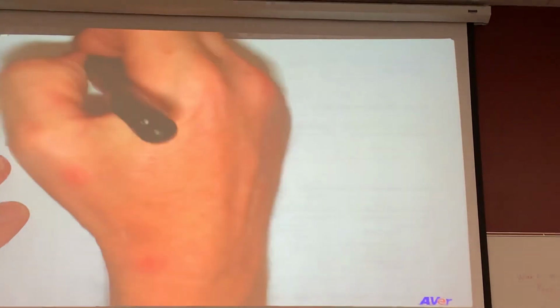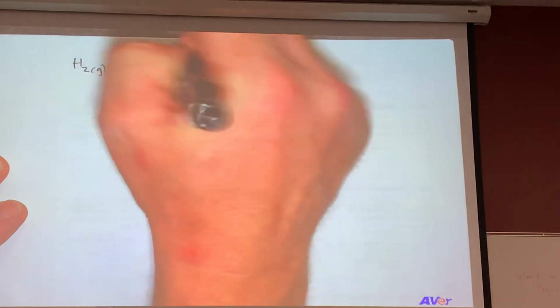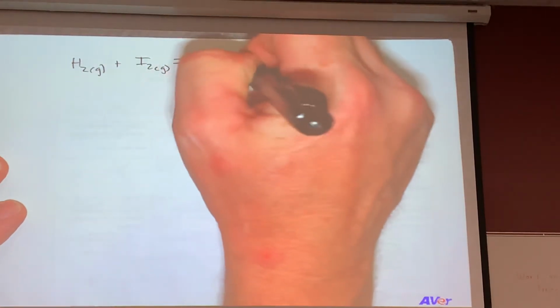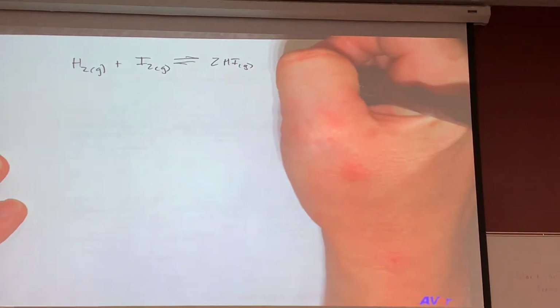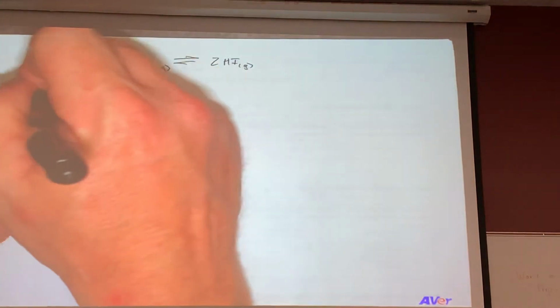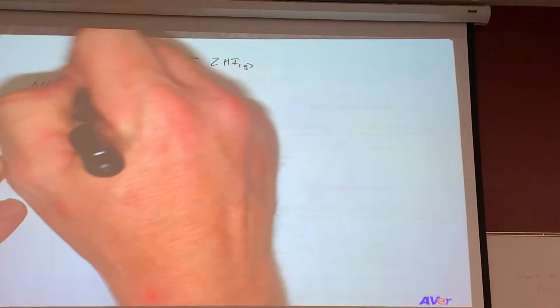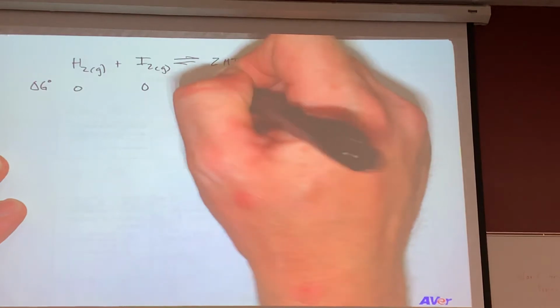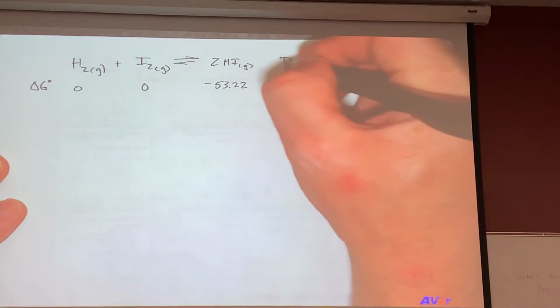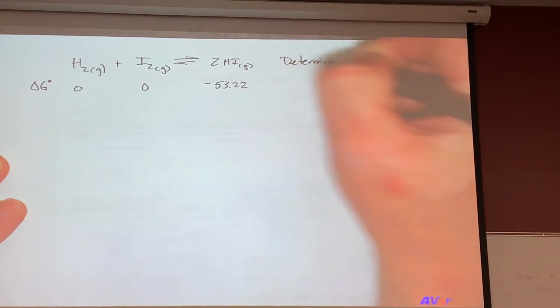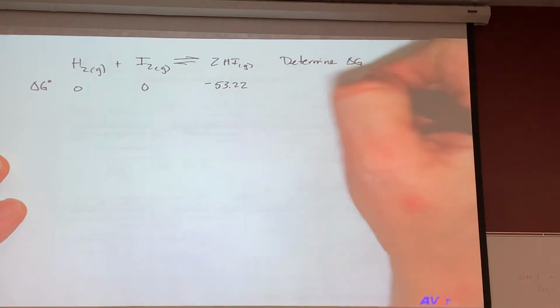I figured this way was easier than trying to do it on the slides. All right, so delta G. And the instruction is, determine delta G and K.